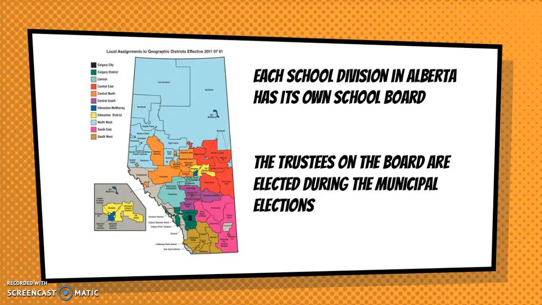In Alberta, each school division has its own school board. The trustees on the board are elected during the municipal elections. So, just like other elected officials, they are nominated, campaign, and then have to be voted for on election day. As you can see, there are approximately 62 school boards in Alberta.